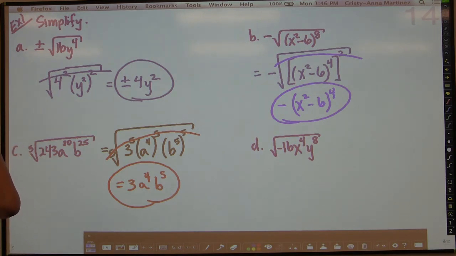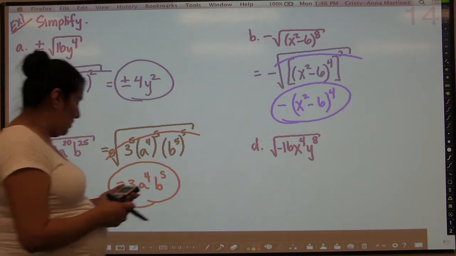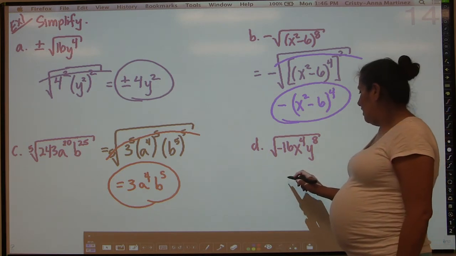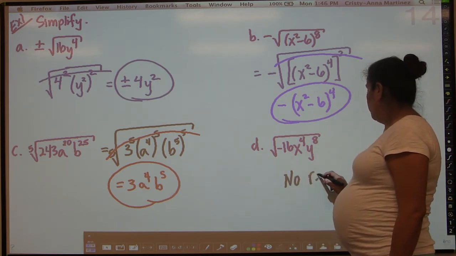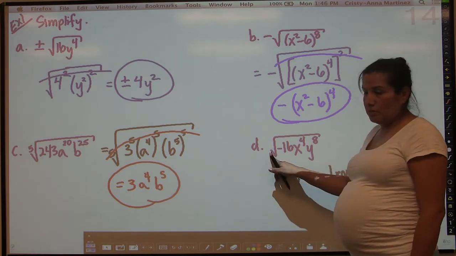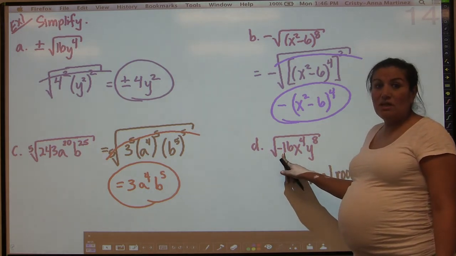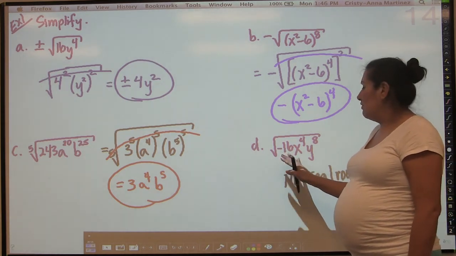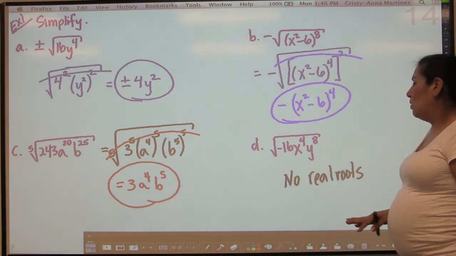And then we're going to try our last one, which is D. And with D, the first thing we have to notice right away is that we don't have to go anywhere. This guy will not have any real roots. And the reason for that is because this is an even root, which is a square root, right? And you have a negative 16 there. We just talked about that earlier. The negative 16 is basically throwing everything off. Now this will have imaginary roots, but it won't have real roots.